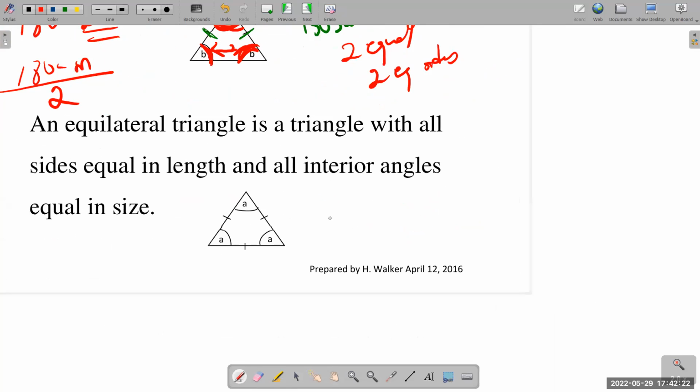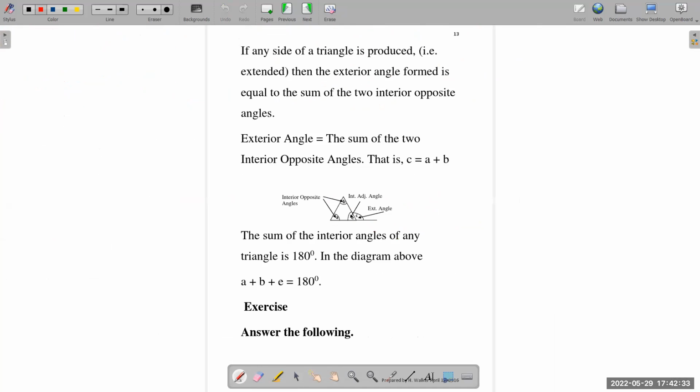Next type of triangle, the equilateral triangle, where all 3 sides are equal, all angles are equal. So what do you do with 180 if all 3 of them are equal? What do you do to find 1? You divide by 3, right? These are things you're expected to know.